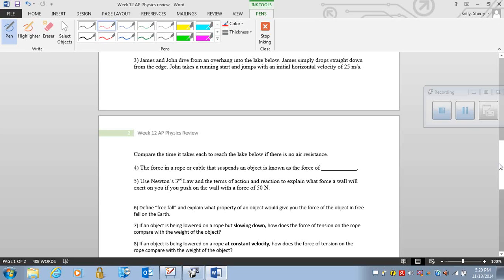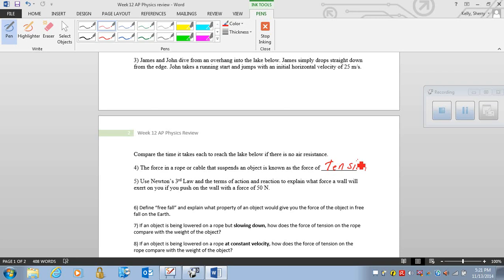Number 4, the force on any rope or cable that suspends an object is known as the force of tension. No matter what class you're in, we have done this. My class did it in station lab, where you actually had to name the different forces that you saw in different stations. Newton's third law and the terms of action and reaction explain what a force will exert on you if you push on the wall with a force of 50 newtons.